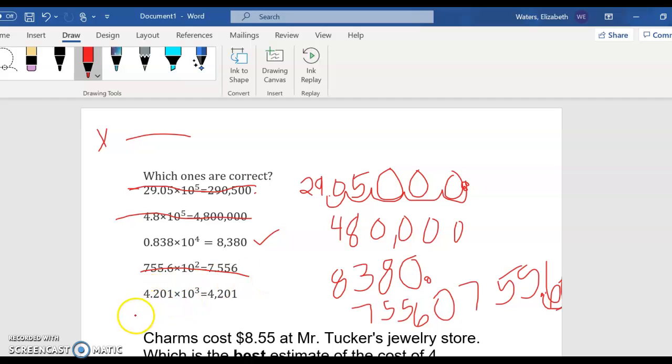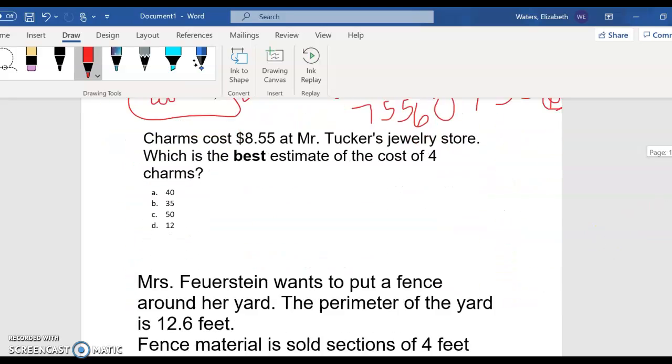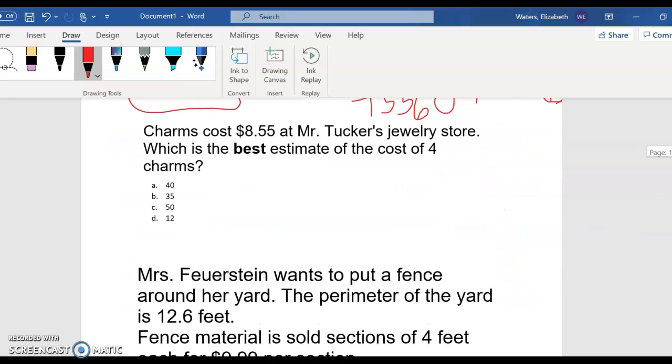And then last but not least, we have this one. I'm going to move the decimal over 3 times. 1, 2, 3. My decimal goes here. This decimal disappears. And this one matches. So the answers that are correct are this one and this one. Make sure if you see a question that looks like this, that you solve all of them in order to see which one is correct. Let's move on to the next problem.